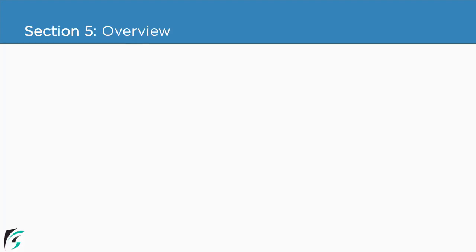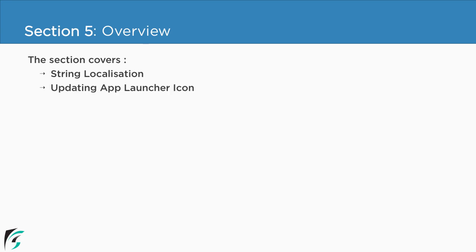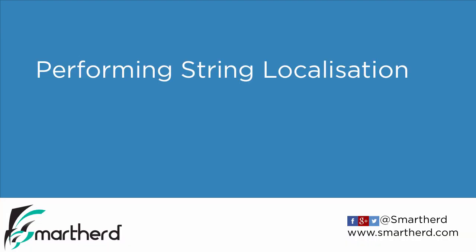So what are the topics that we will cover in this section? Firstly, we will check out what is string localization and how important it is in terms of Android application development. Next, we will learn how to update our application launcher icon. And at last, we will check out how to apply themes and colors to our application and thus giving the finishing touches to our application. So let us proceed with the first video of performing string localization.